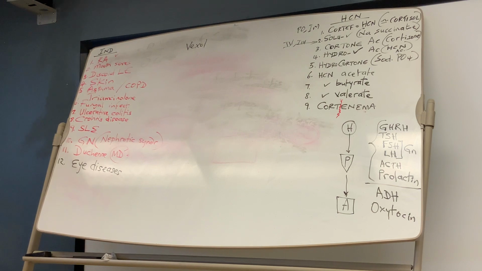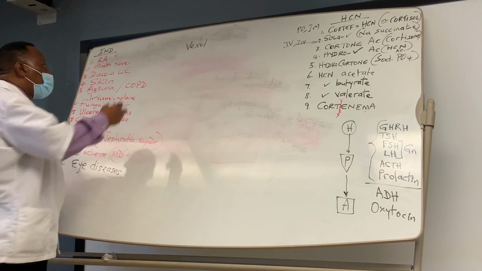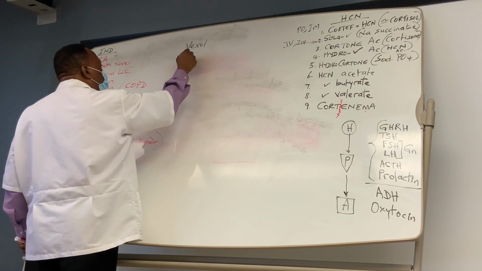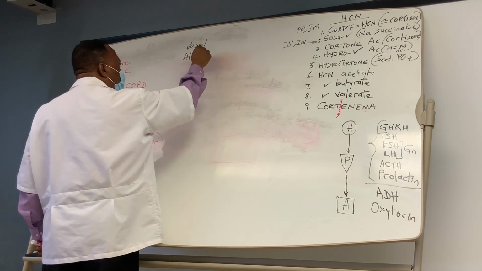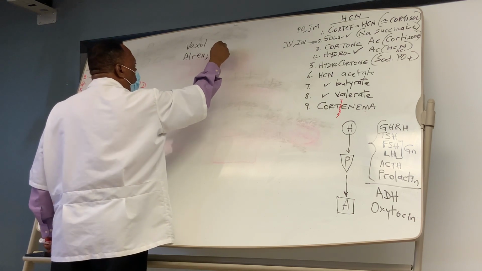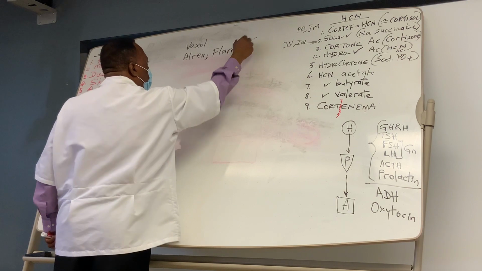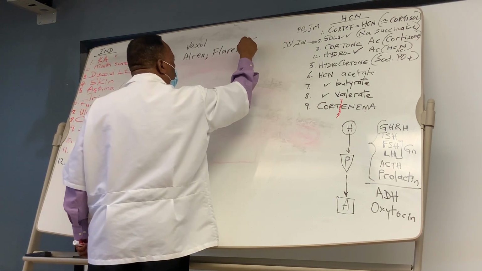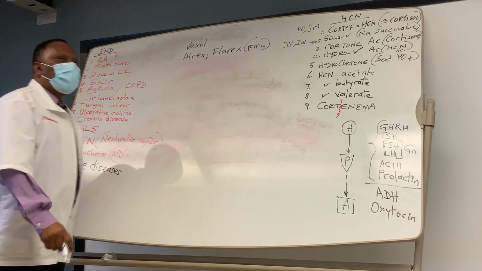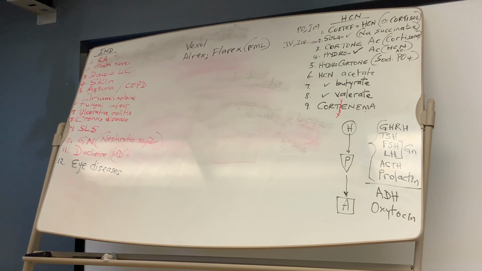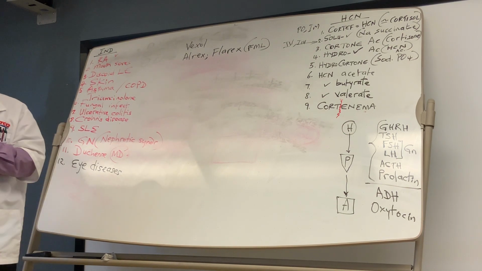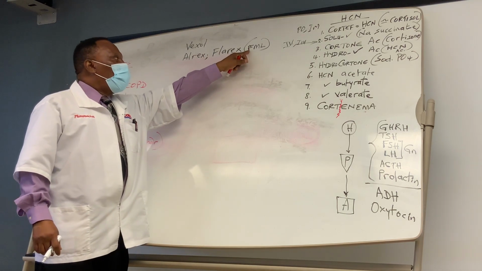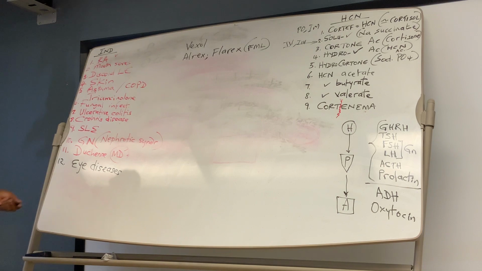But you have some other eye or ophthalmic preparations that contain adrenal steroids. For instance, one of them is your Vexol, another one is Alrex. And you have another one which is Flarex. See it as FML, fluorometholone. And FML is actually like a brand name. You see it on the box. Okay. And it's the same thing as Flarex, and it's fluorometholone. That's why it's called FML.